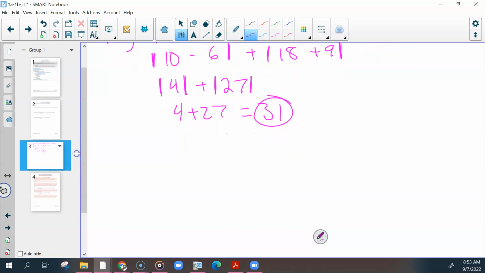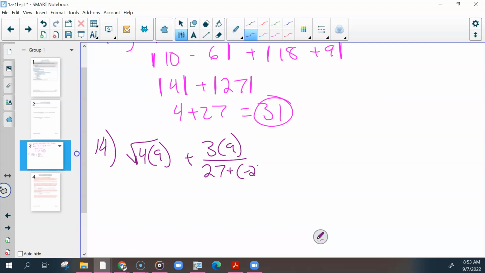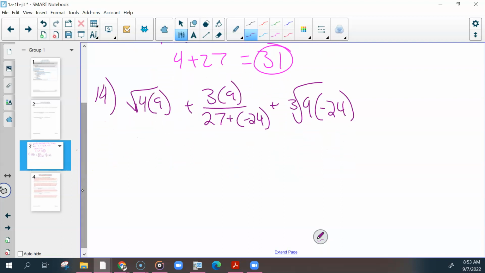Number 14 had a lot going on. Four times 9 plus 3 times 9 over 27 plus a negative 24 plus the cube root of 9 times negative 24. So again, put each thing in so I can see that you substituted or replaced correctly. And then show me each piece so that you multiply this to get 36.